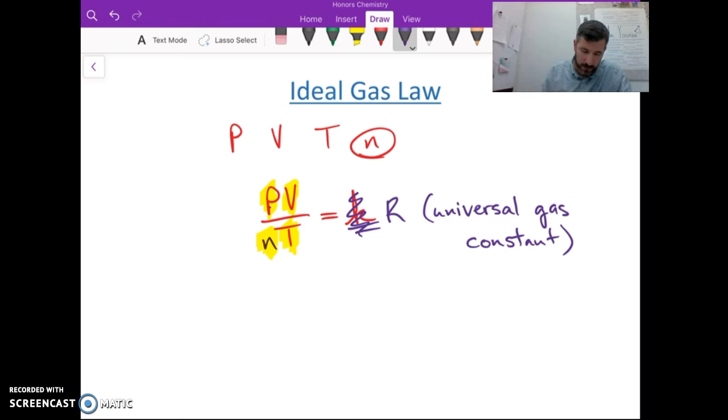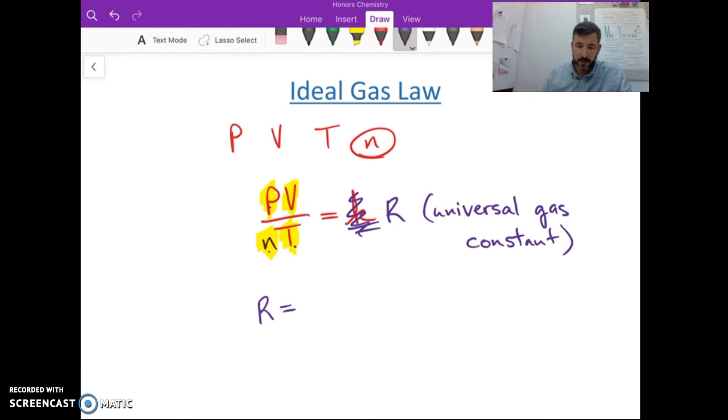So anytime we do P times V over N times T, we get the same answer, as long as our units are consistent. Now our unit for volume has to be in liters. Our unit for number of moles is simply moles, and as always, our unit for temperature is kelvins. Okay? The only thing that can change when we're measuring a gas sample from one measurement to the next would be pressure, because we have atmospheres, we have millimeters of mercury, we have kPa. And so what that means is the actual number that we get for R depends on the pressure unit. And so what I'm going to do is give you three different values.